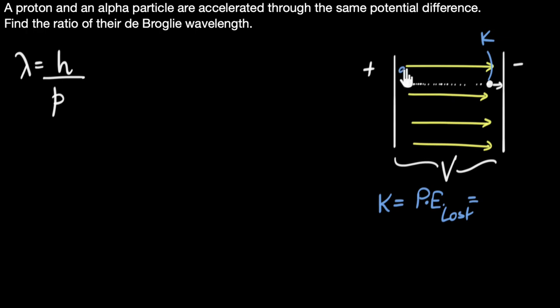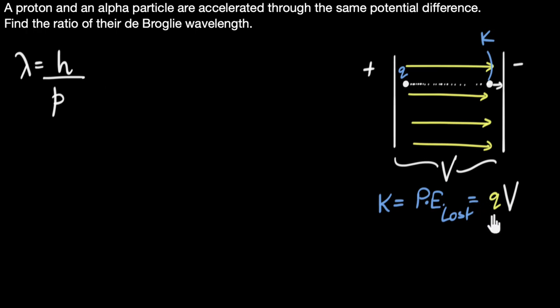So if this was Q coulombs, the potential energy lost would be Q times V. So the potential energy lost in this case must be Q times V, and that must be the kinetic energy gained. And so now I can put this in this equation just like before.